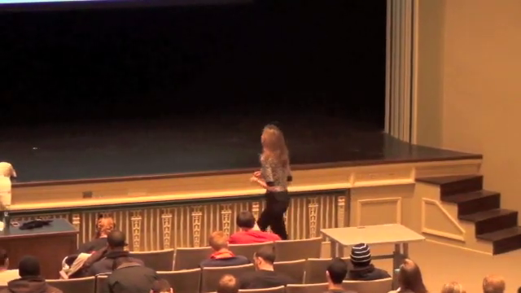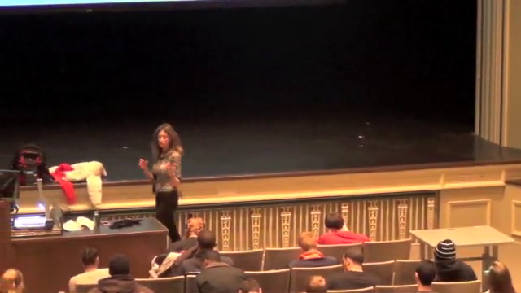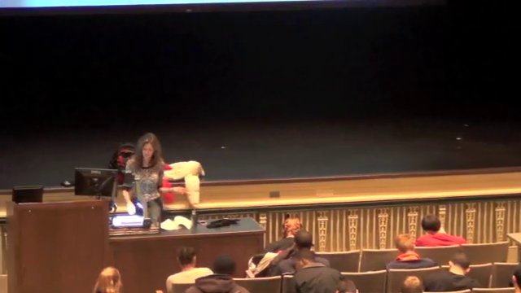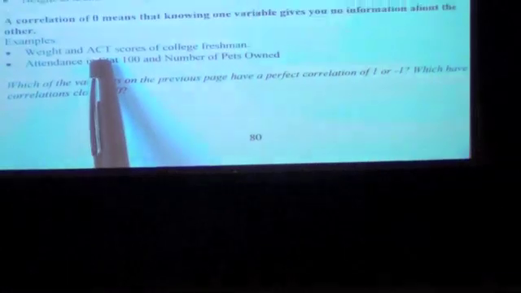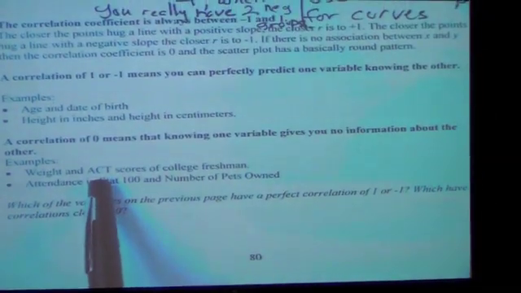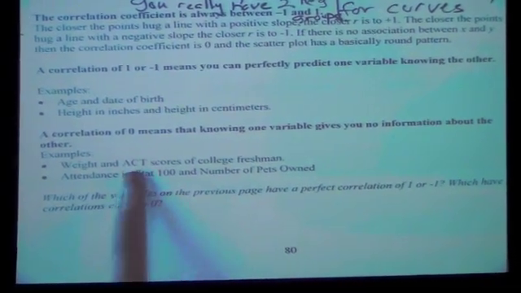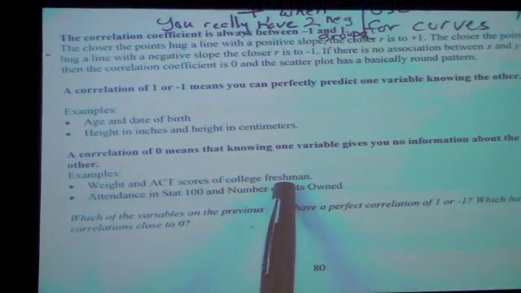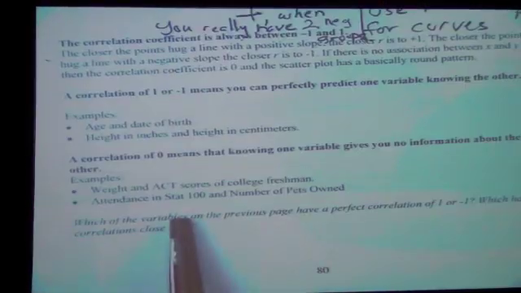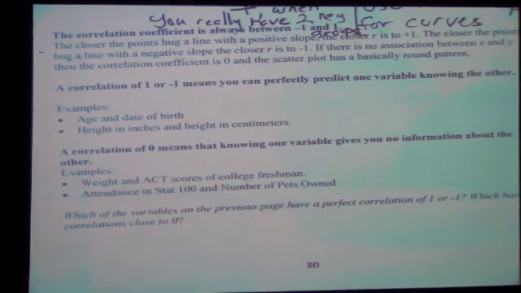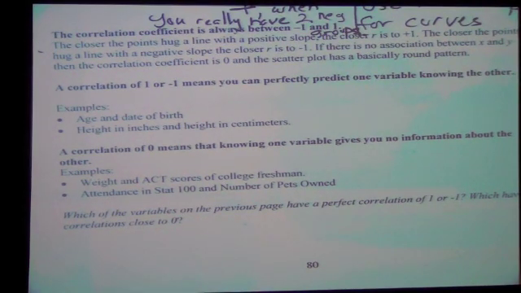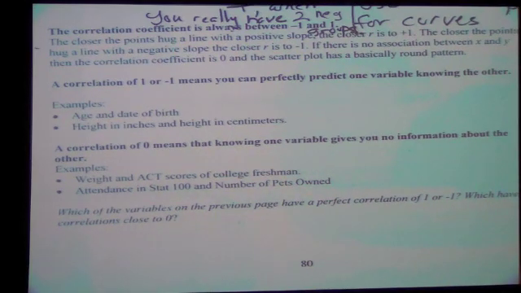All right. And a correlation of 0 means like weight and ACT. If I looked at you and saw how heavy you were, would I have any clue about your ACT score? None. And how about attendance in Stat 100 and the number of pets you own? I can look at your attendance and I would have no idea how many pets you have from that.